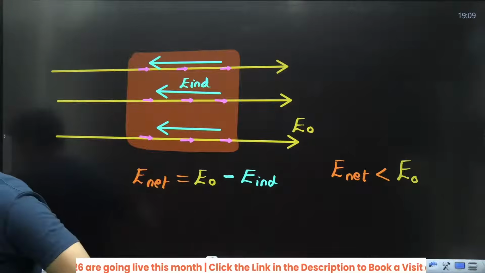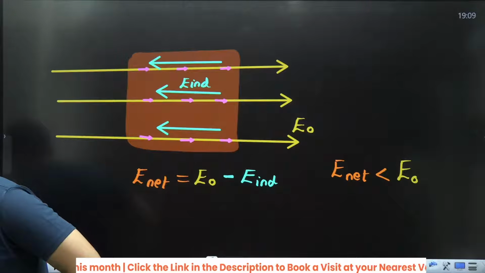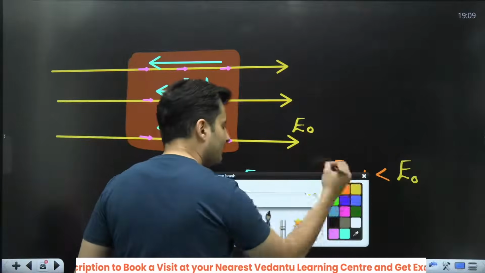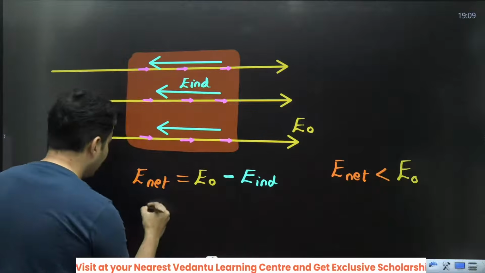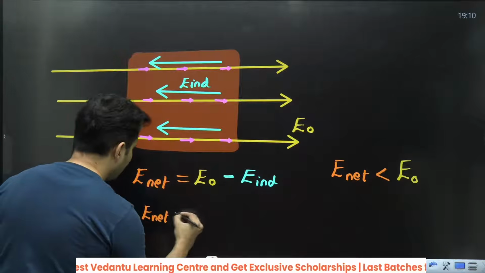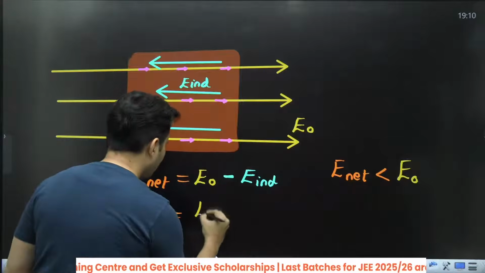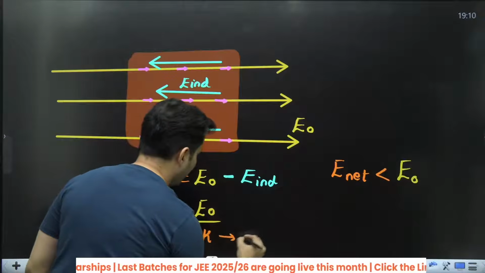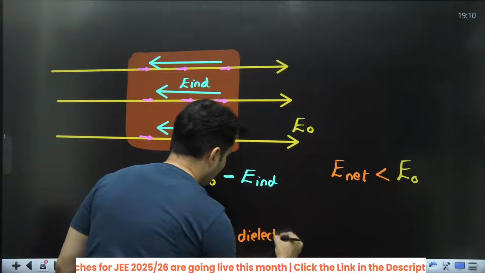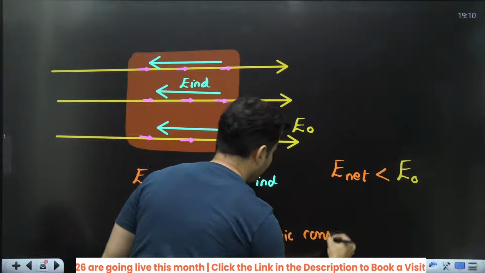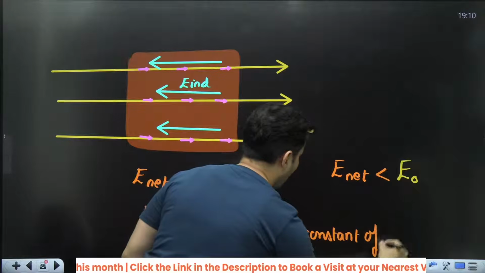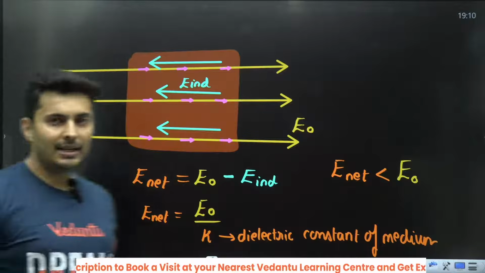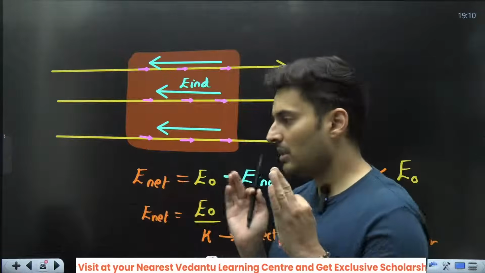Is that absolutely clear? Everyone with me on this? Very good. Awesome. So it reduces usually k times. That is what we refer to that constant as. So E net is actually E naught divided by k. This k is called the dielectric constant of the medium.